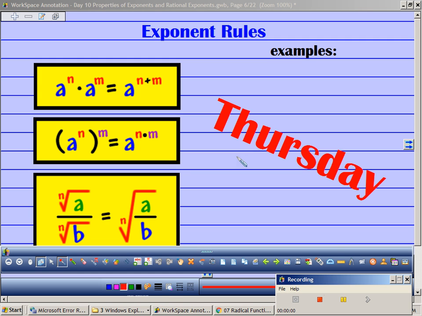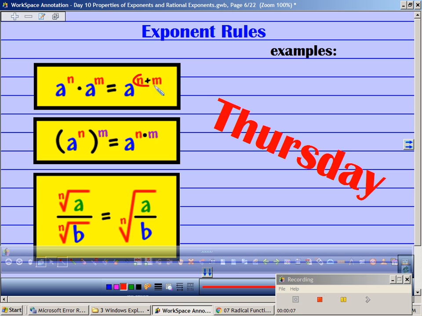Back over our exponent rules. So if I have the same base, I combine my exponents like this. If I have a power to a power, I multiply my exponents. If I have roots that have matching exponents, I can combine them all under one radical, right?